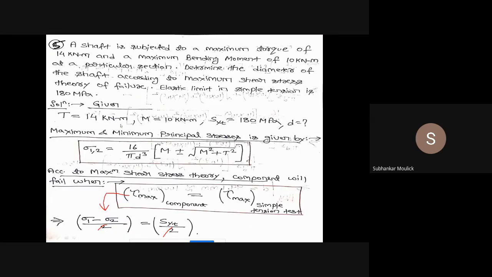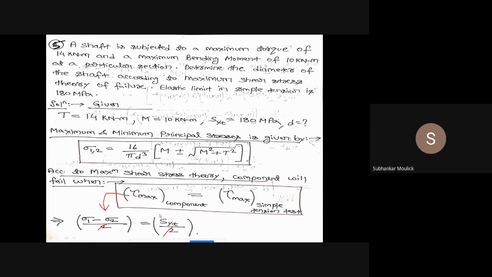Now everything is given to you. Bending moment M is known to you. Torsional moment T is known to you. You substitute all these values in this expression. D you don't know, so leave D as it is. SYT given is 180 megapascal. In the problem, T and M are in kilonewton meter, so you have to convert them to mega newton meter. Why? Because on the right hand side I am putting the SYT value in megapascal. Otherwise, units will not match and you will get the wrong answer.